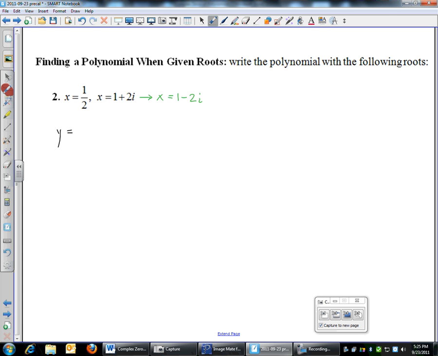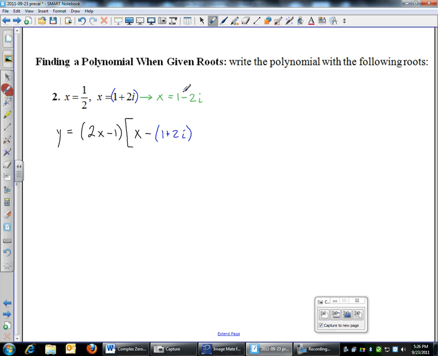My function is going to be y equals, now if x equals 1/2 is my root, that comes from a factor of 2x minus 1. Now it's going to get really fuzzy. You're not going to like this. We always do x minus the factor. Now my factor is getting a little bit uglier. Right here, my factor is 1 plus 2i, so I need to do x minus, in parentheses, 1 plus 2i.